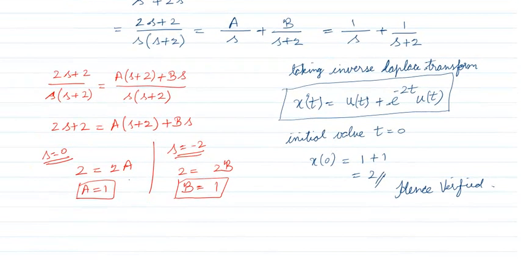So it becomes 2 by s into s plus 2, and s into s plus 2 get cancelled out, right? If I put s equal to 0, this term becomes 0, so 2 equal to 2A, so A equal to 1. Similarly, if I put s equal to minus 2, this term becomes 0. So minus 4 plus 2 is minus 4.